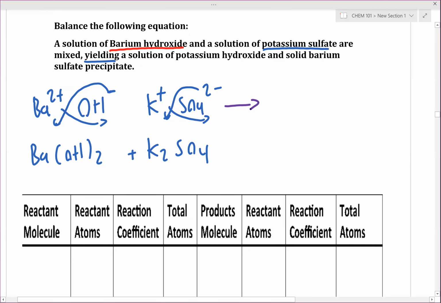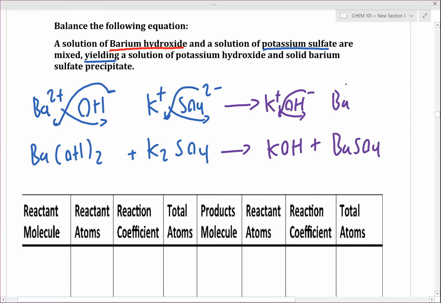Potassium hydroxide, would someone like to volunteer a formula for potassium hydroxide? KOH, exactly right. So we have potassium plus, OH minus, cross our charges, looks fine. Barium sulfate, would someone like to volunteer a formula for barium sulfate? Yep, BaSO4. So we have barium 2 plus, SO4 2 minus.